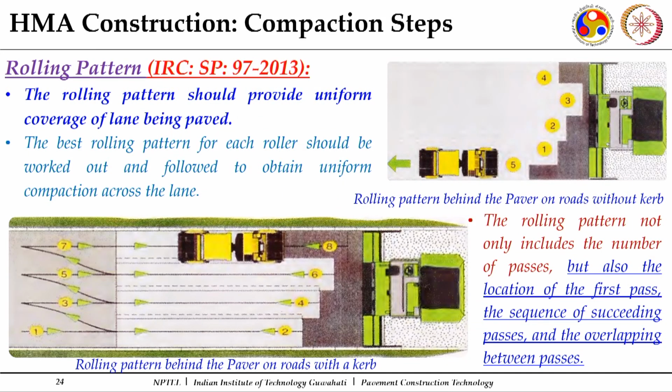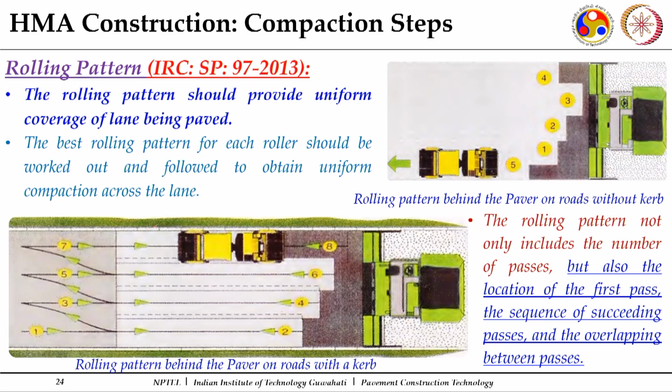Now, during this compaction process, the rolling pattern also plays an important role. We need to understand in what pattern this bituminous mat has to be rolled. Take an example of a rolling pattern behind the paver on roads with curbs. There are curbs on both sides, so there is some confinement on both sides. You can see the first rolling pass going in this particular direction. When it goes here, it comes back. Here your paver is moving in this direction, so it is laying in this direction.